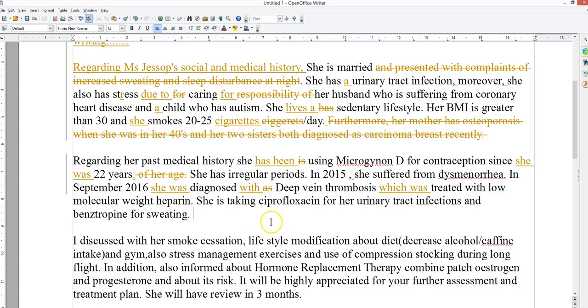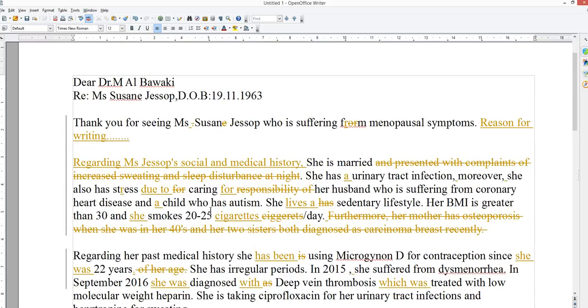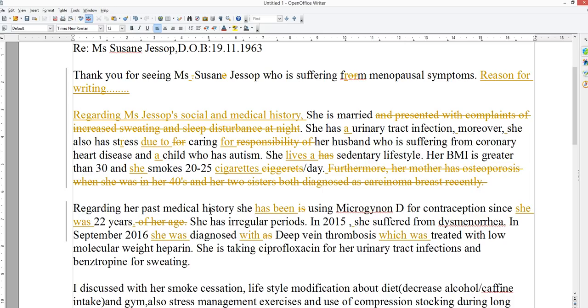So, what you need now is to put the visit. There's a couple of ways that you could have done this, right? You could have put the reason for writing first. I want you to do an assessment, produce a plan for, etc.